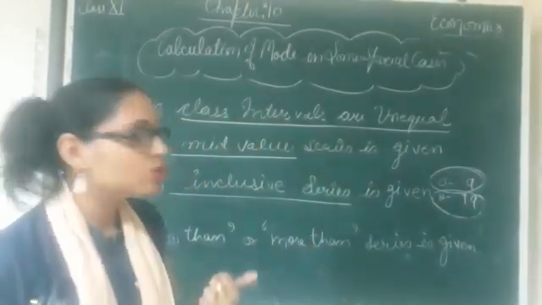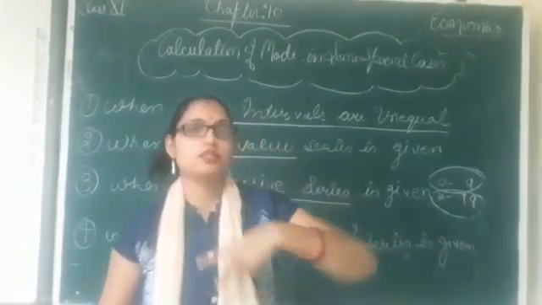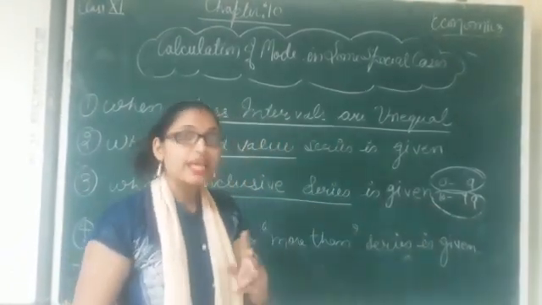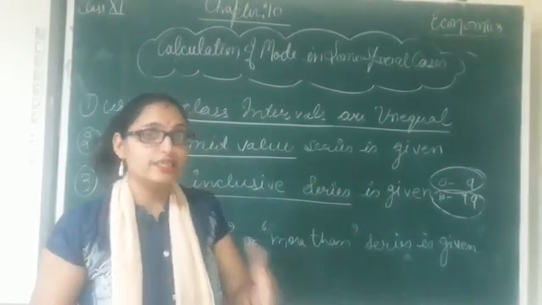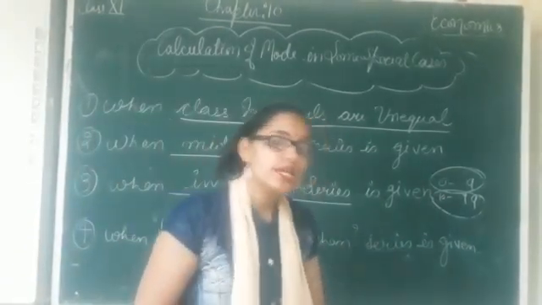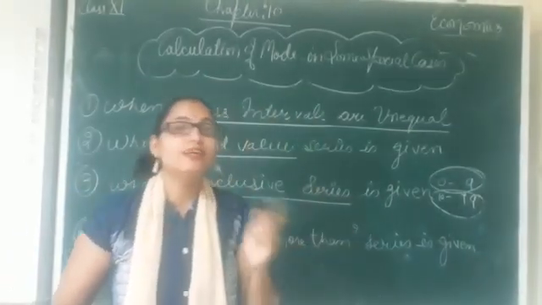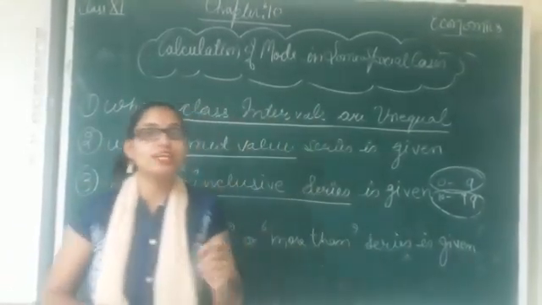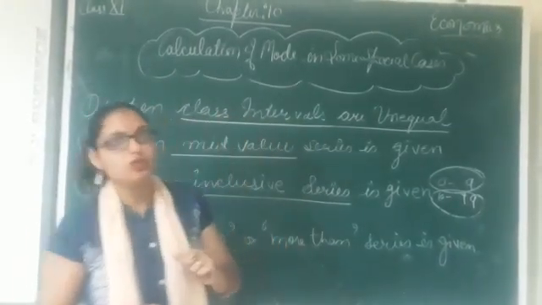But to find out mode, firstly we need to convert this inclusive series into exclusive series. Clear? In chapter 9 we did this concept, how to convert inclusive into exclusive series, and then we will find out our mode. Even in the case of median we did this: firstly we convert inclusive into exclusive and then we find the median or mode.